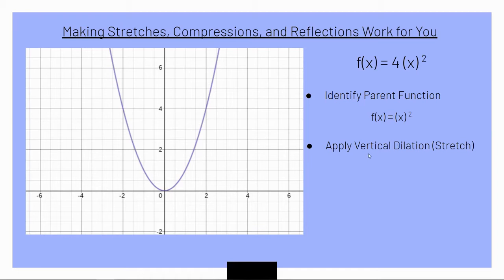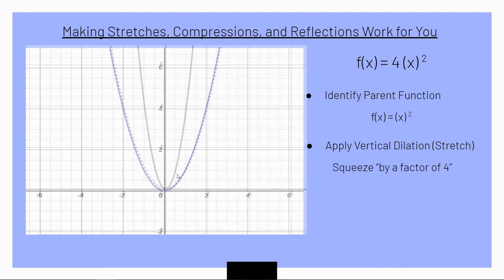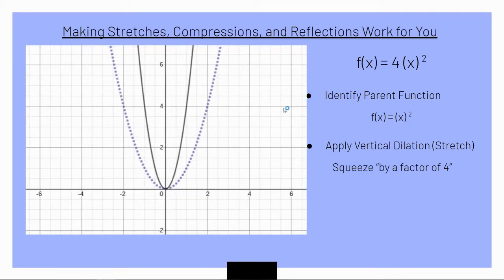Then we want to look at any vertical dilation. This is any number in front of the parentheses. In this case, it's a stretch because our A value, 4, is bigger than 1. So that's when it is squeezing or pulling closer. It's going to squeeze towards the y-axis, which almost looks like it's being pulled like a rubber band being stretched from north to south, okay?